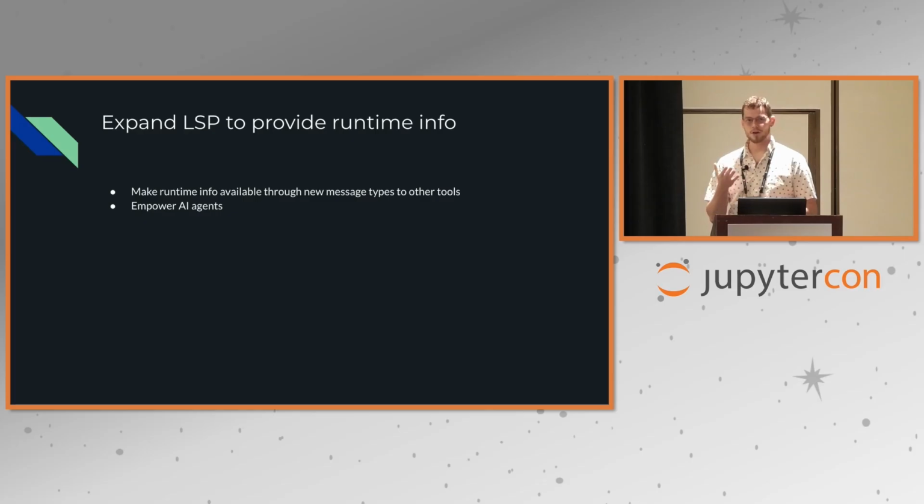Then, second of all, I think we should expand the LSP, or language server protocol, and add new message types to provide this runtime info, not just for language servers, but for any other tools outside of language server as well. The main use case here would be AI agents, which would definitely benefit from having access to this runtime memory state goodness. So I think we should expand the protocol so that agents can send messages to the language server to get back information about, hey, what's the current state of the kernel?